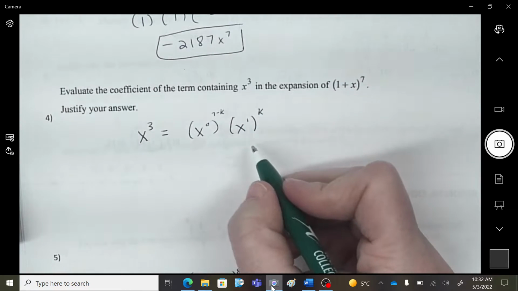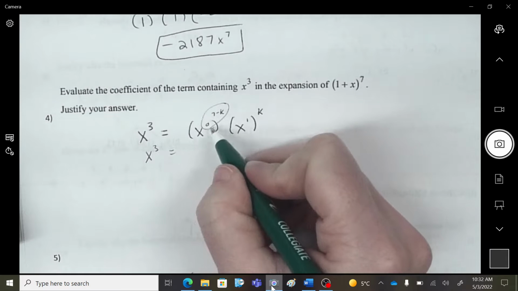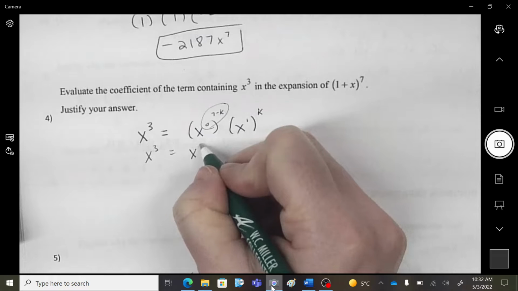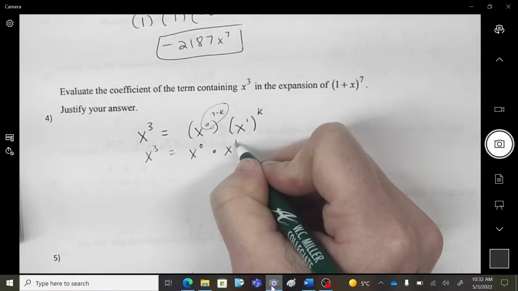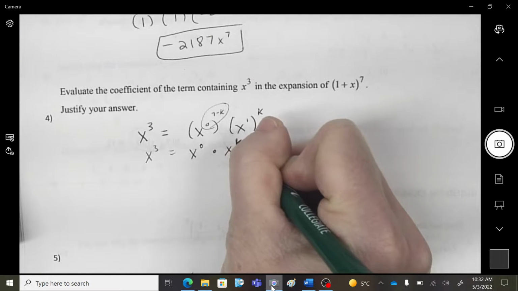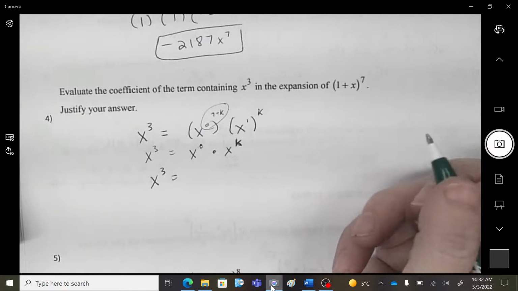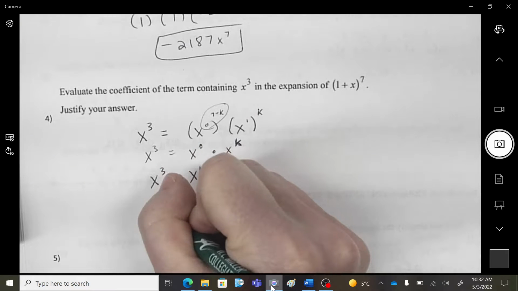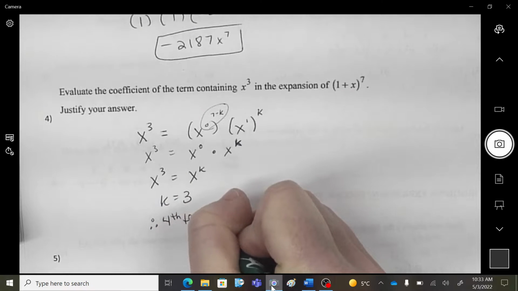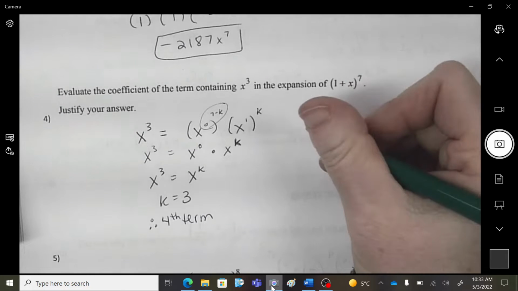Okay, now if I multiply that, it makes 0. And then this would make k. So I'm basically forgetting about that, because x is 0, that's 1. So k is going to have to equal 3, therefore the fourth term. So I need the fourth term, so the coefficient of that.